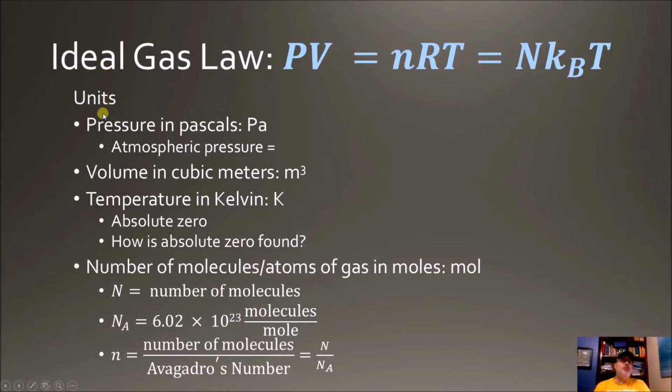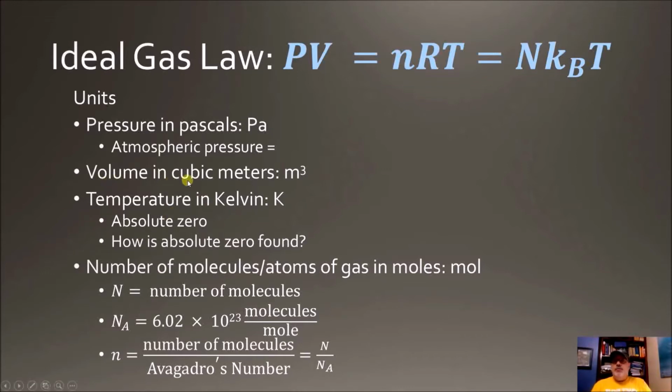Okay, first thing about units. For pressure, the units are pascals, and atmospheric pressure equals, okay, I didn't write it down, so you can look this up on the equation sheet. The atmospheric pressure turns out to be about, on average across the whole planet, 101,325 pascals. On the equation sheet, they'll just put it down as 100,000 pascals for atmospheric pressure. So you can look that number up.